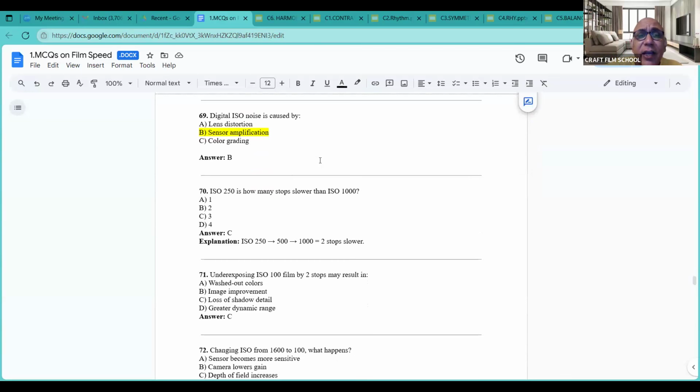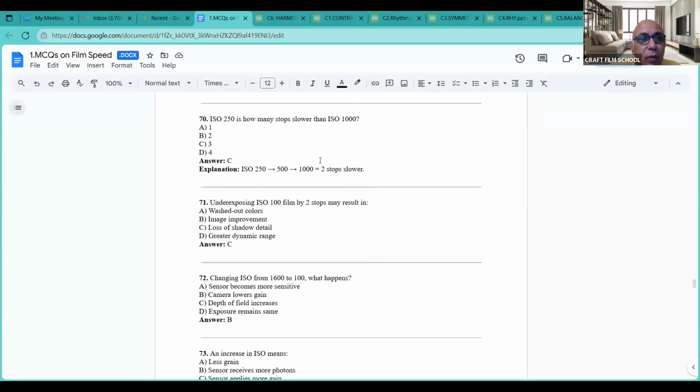That's why I just gave the three answer alternatives there. I could not think of the fourth one. Lens distortion has nothing to do with it. Color grading has nothing to do with it. Color grading is done at the end. When the edit is being done, then the color grader comes. We call it a colorist or grader. Right now, it has nothing to do with it.